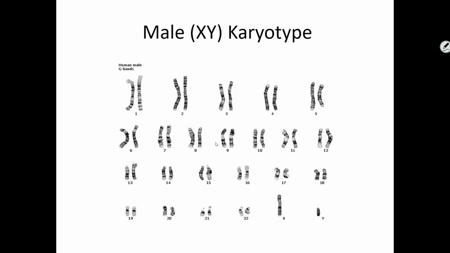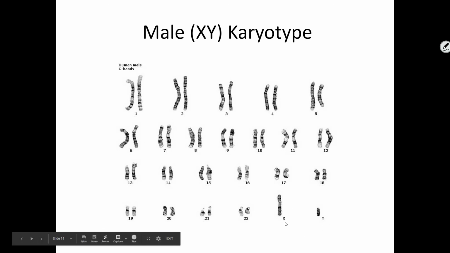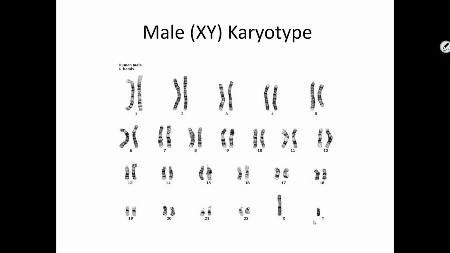Here's a picture of a male karyotype. Same sort of thing, except with the X and Y, of course. The X comes from mom. The Y has to come from dad because mom doesn't have a Y to give away.